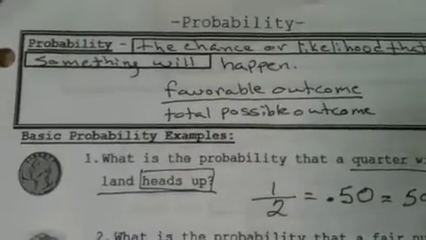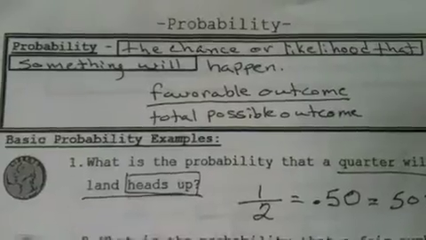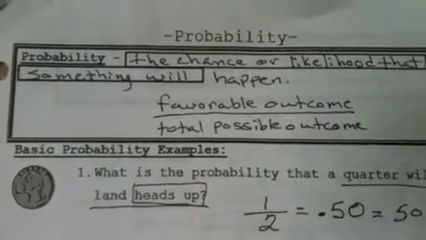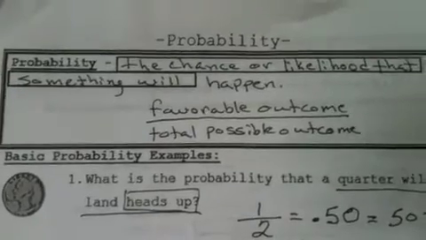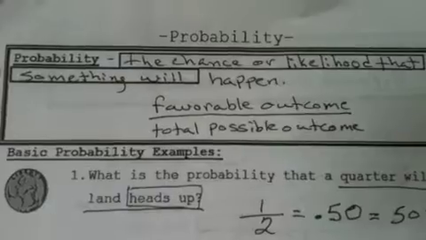Our definition for probability is the chance or likelihood that something will happen. You hear a lot of times, what are the chances of winning the lottery? What are the chances it's going to rain today? All of that is probability.